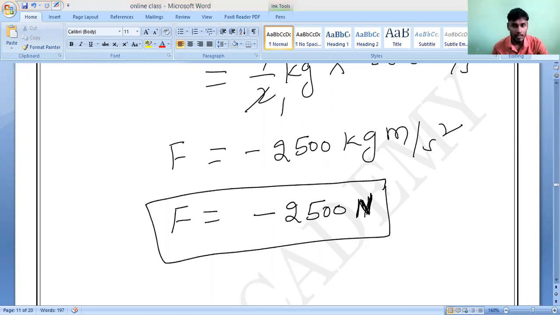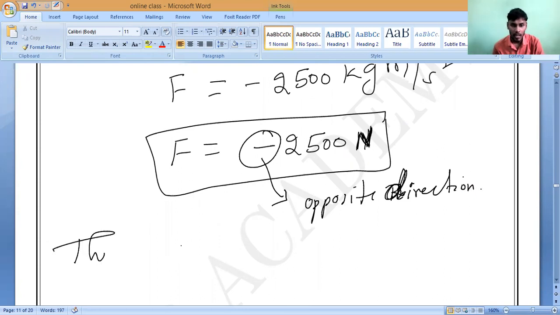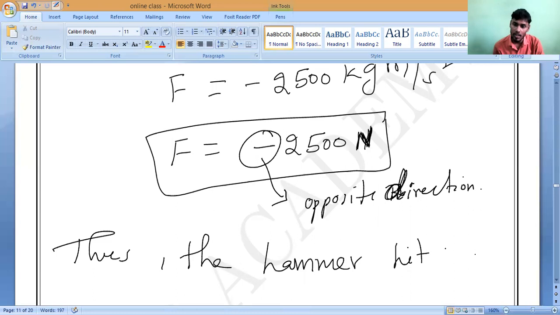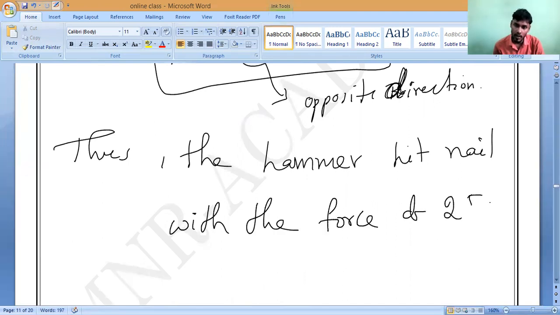So what statement will you write? The hammer strikes the nail with a force of? This minus is indicating what? Opposite direction. Understanding? So you will write: the hammer hits the nail with a force of 2,500 newtons in the opposite direction. All of you, do it.